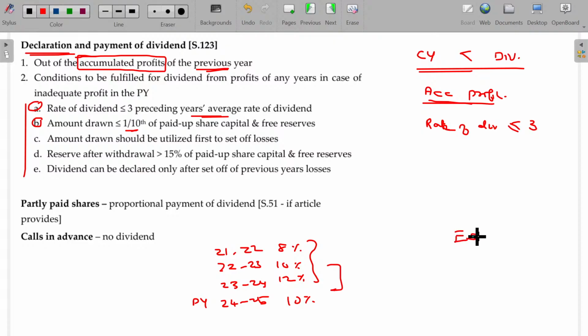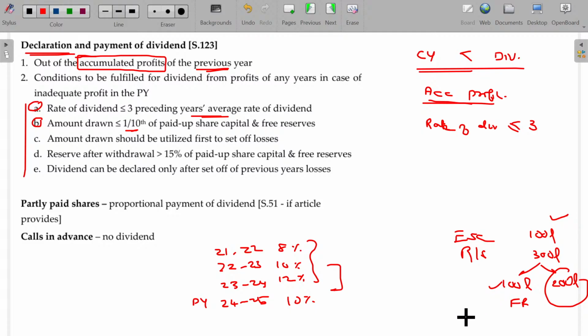So equity share capital 100 lakhs, reserves and surplus being 300 lakhs. In that reserves and surplus, 100 being the free resource, 200 being the specific resource. You cannot use it. So free resource being this one. Equity share capital and this one, if you add these two, 200, and in that 1/10, 20 lakhs only can be withdrawn from the previous year. Means from the 100 you can withdraw only 20 lakhs. Whatever the accumulated profits we have in the previous year being the free resource, and only 1/10.